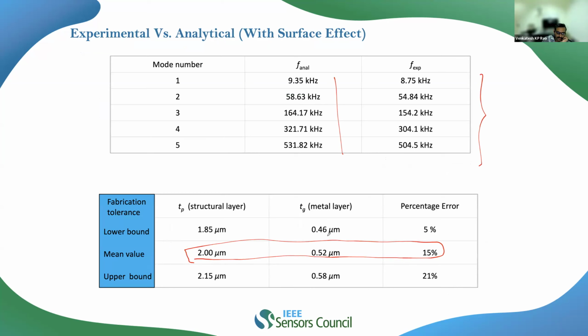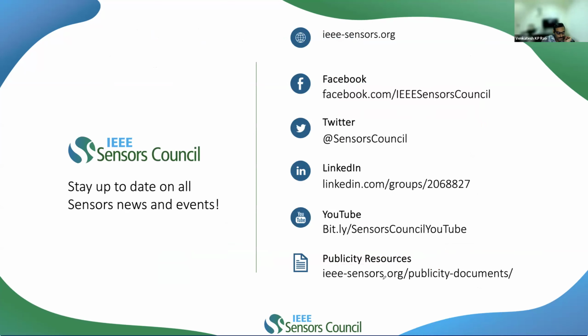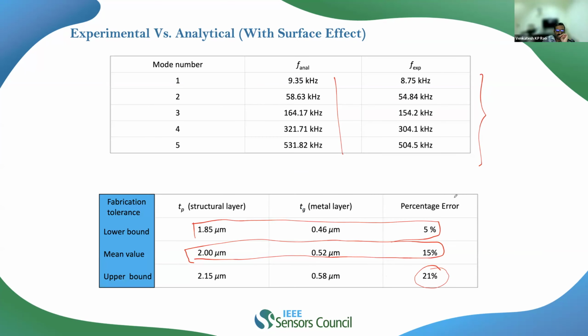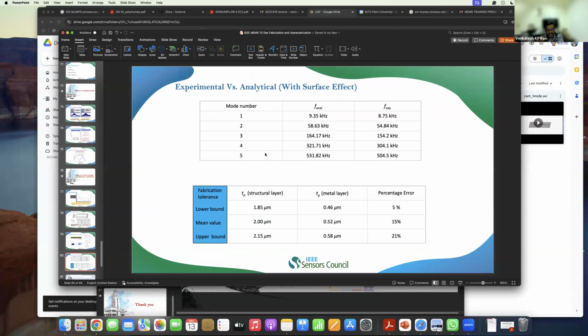On the other hand, if you take a lower bound, I'll get an error of 5%. The upper bound gives us a much larger error of around 21%. Okay. So this is how one can easily do the measurements with the LDV, and you can evaluate all the mechanical properties of the structure, right?